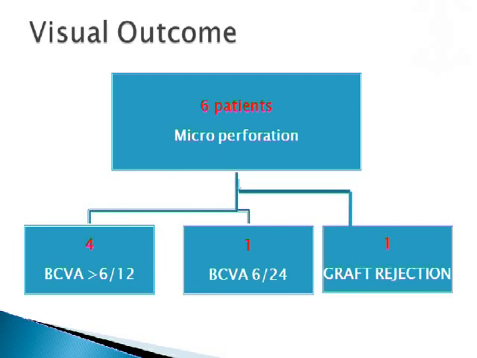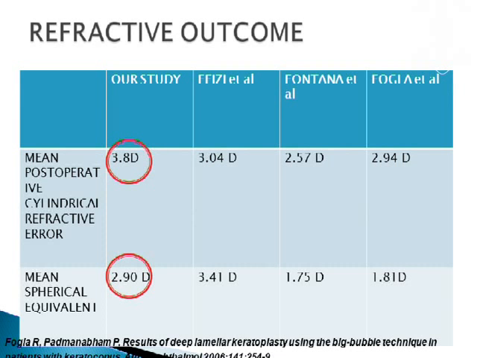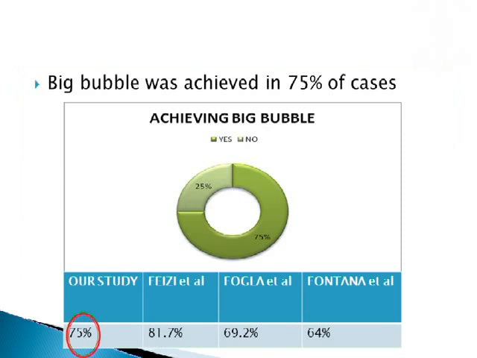Others were better. Visual acuity in patients who had achieved big bubble was 0.2886, and visual acuity in patients without big bubble was 0.639, and the difference was statistically significant. We found that the mean post-operative cylindrical refractive error and mean spherical equivalent in our study were comparable to other similar studies. Big bubble was achieved in 75% of cases, which is also comparable.